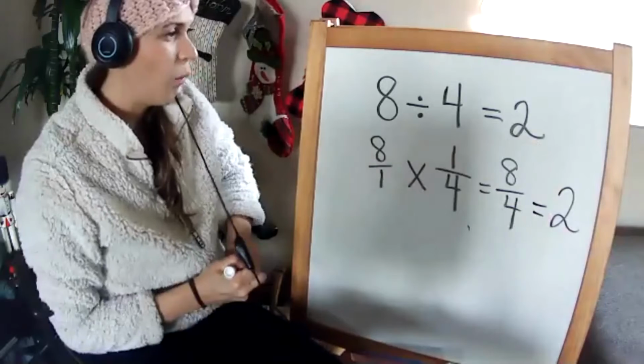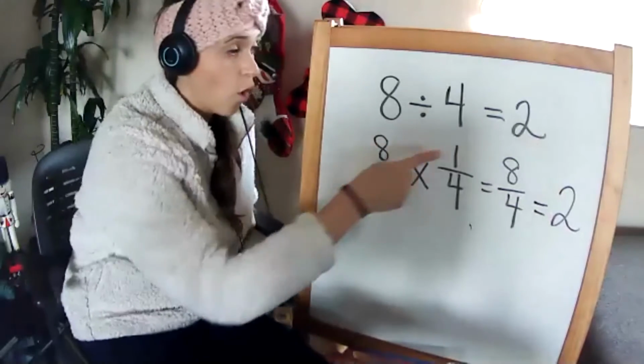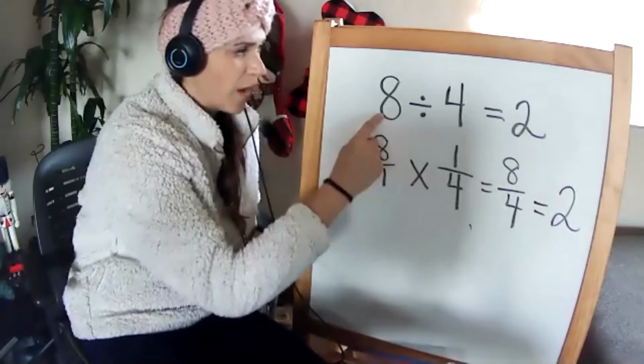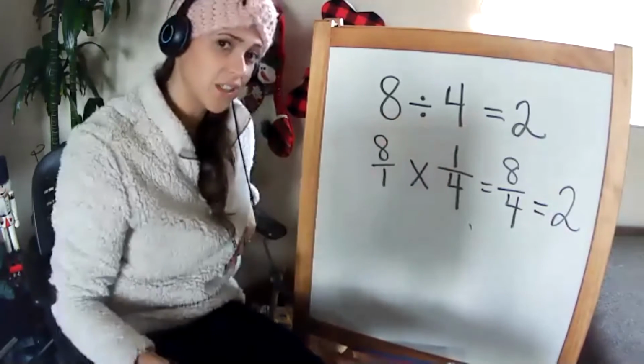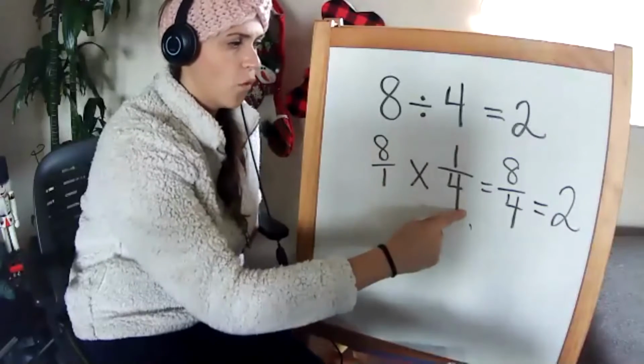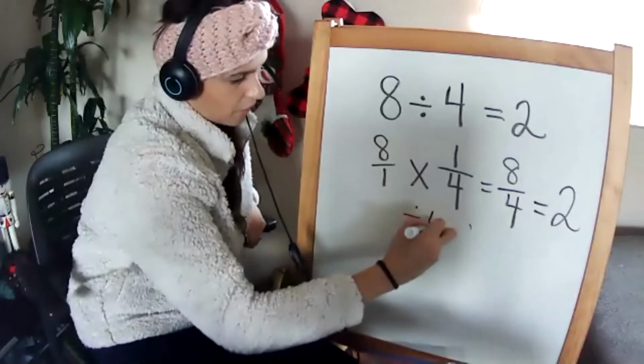So I have to remember that all of my fractions are division. So if I have 8 divided by 4, it's going to be the same equation as 8 times 1/4, because 1/4 means divide by 4.